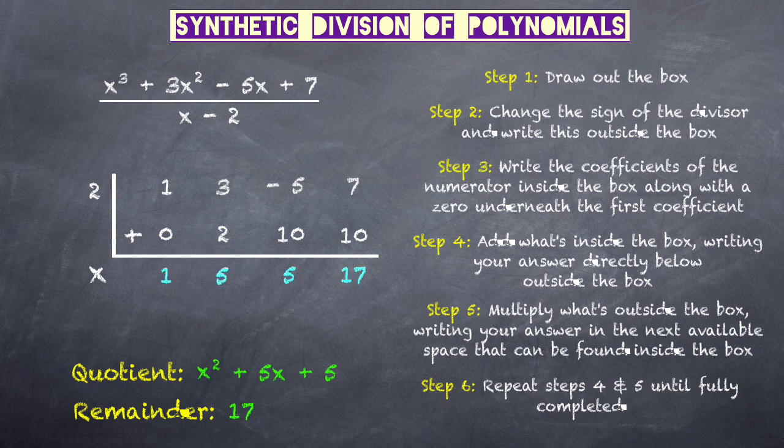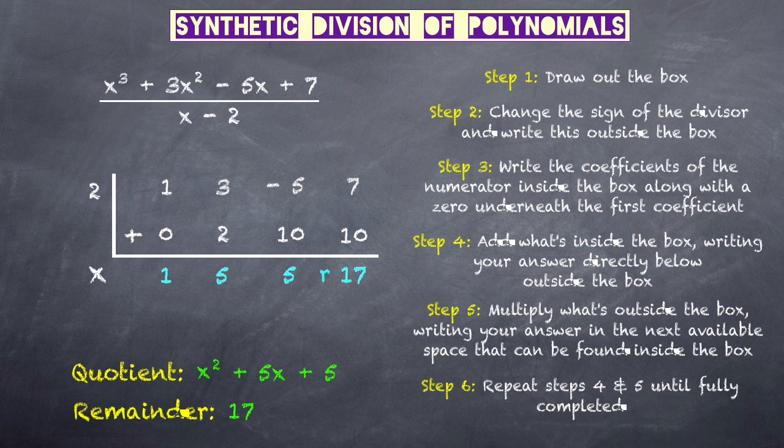Now let's have a look at the numbers outside the box for a second, shall we? These are 1, 5, 5 and 17. Now if you have a close look, 1 is the same as the coefficient of the x squared, 5 is the same as the coefficient for the x, 5 is also the same as the constant, and 17 is the same as our remainder. Now these numbers are extremely important to us when we divide synthetically because they're actually going to give us the coefficients for each of our terms in the quotient.